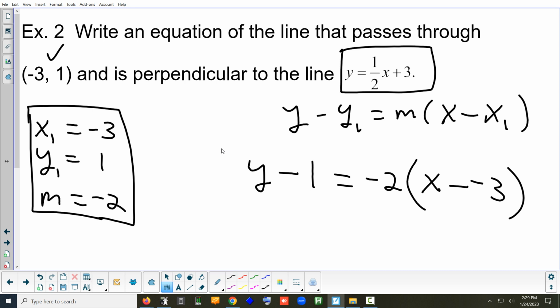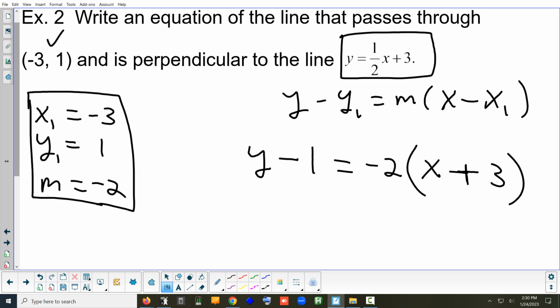What happens when you do minus a minus? Turns into a plus. So what I'm going to do is I'm just going to make it a plus. If you want to rewrite the whole thing to make it a plus, you can do that too. And this is called point slope form.